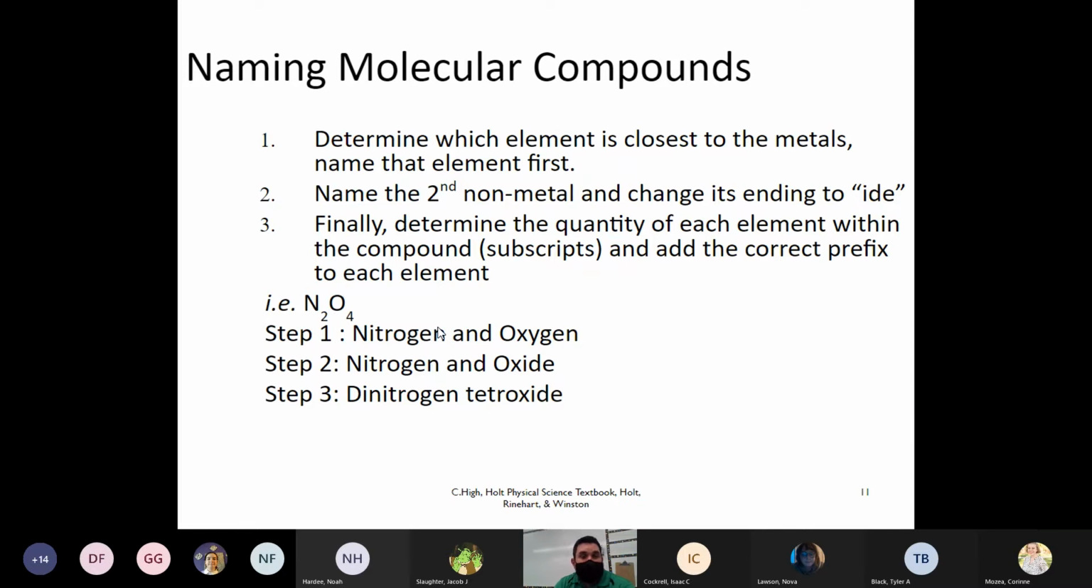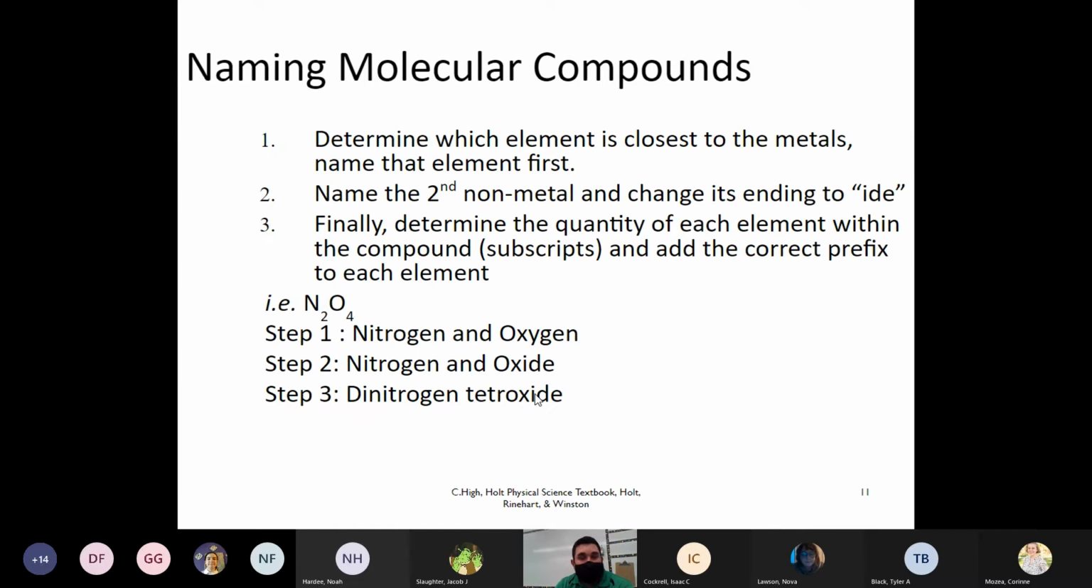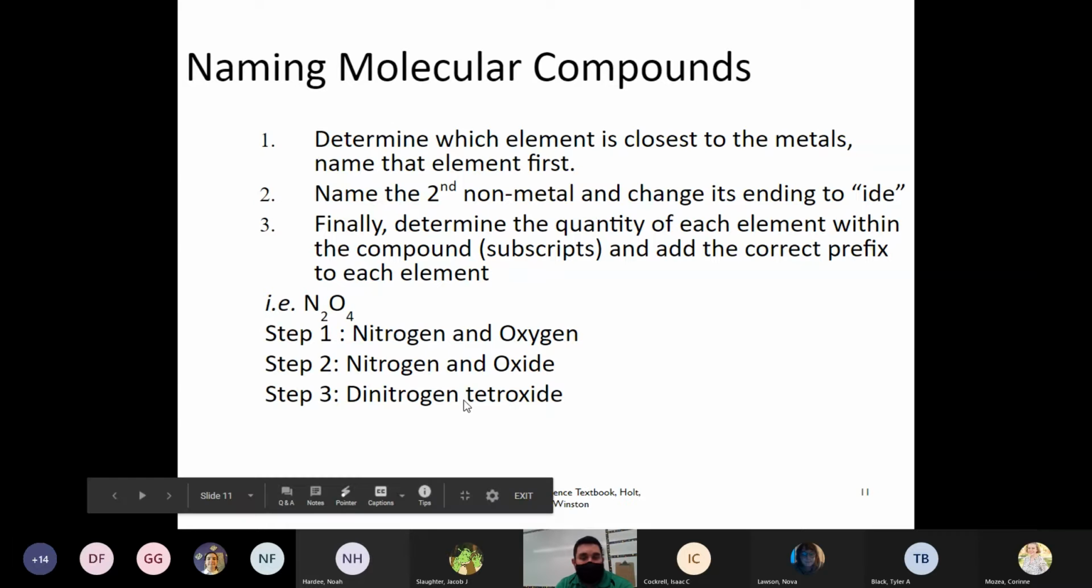And step 3, I'm going to add prefixes. There are 2 nitrogen, so it can be di-nitrogen. And then there are 4 oxygens. Go back to 4 on here. Tetra. So tet oxide. Okay, we don't need to put the A in there. They'll give us a double vowel, so you can drop the A.